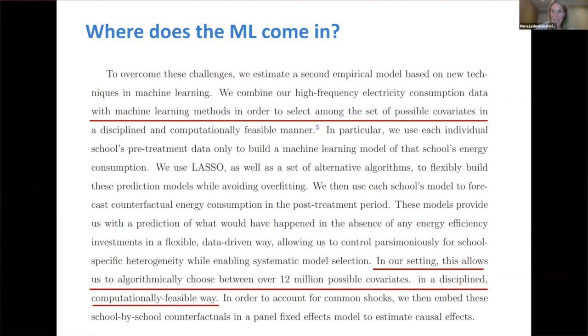They talk about how they do it. In our setting, this allows us to algorithmically choose between over 12 million possible covariates in a disciplined, computationally feasible way. So what's the problem? They found one part of their estimation that essentially had a prediction element to it. If you think about the counterfactual, what they're trying to do with fixed effects in their typical panel model is control for what would have happened to the schools that made these upgrades had they not. And so what they do in the machine learning approach is build a predictive model, letting the model choose from these 12 million possible covariates. To be fair, I don't know how they get to 12 million, but I'm sure we could dig into the paper. The model that does the best job of predicting what these schools' usage would have been.